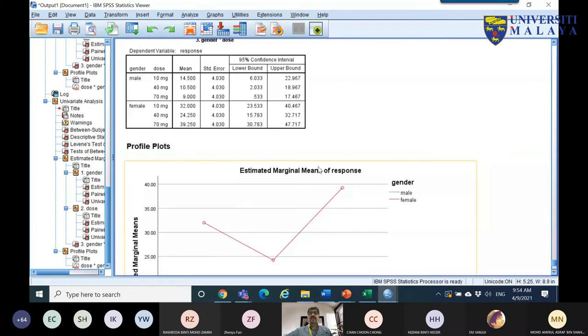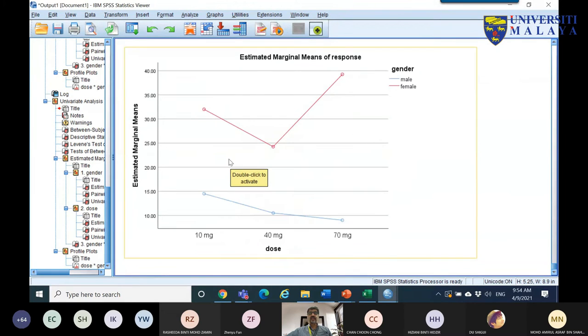It means this dosage acts differently for both genders. In the female, the best dosage is 40 mg, while among male, by increasing the dose, still the pain is reduced. So if we want to recommend a specific dosage for the female, it will be 40 mg, while for the male, probably 70 mg is the best dosage, right?